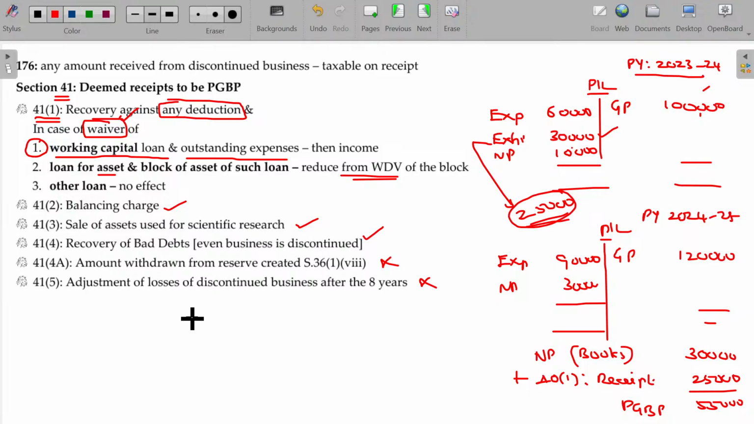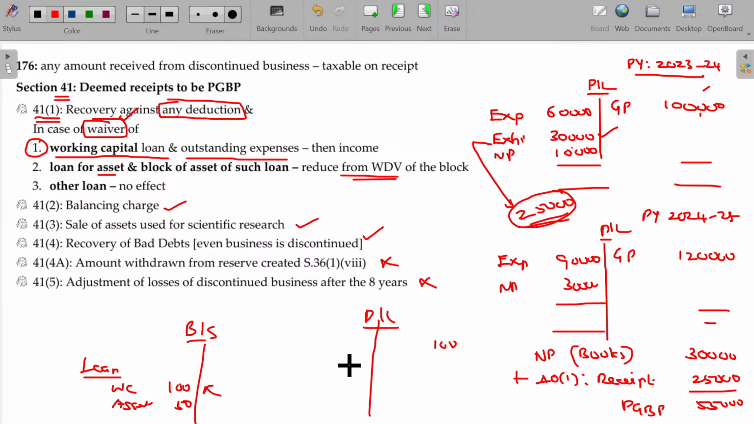Okay, so in your balance sheet you have a loan. The loan is for working capital as well as for purchasing an asset. Probably 100, probably 50. If this 100 is waived, what can you do? In your P&L account, you can consider this as income. What about this one, sir? If this 50 is waived, from the WD value of the asset, maybe 500, this 50 is subtracted. Thereafter, you can claim the depreciation only on 450.